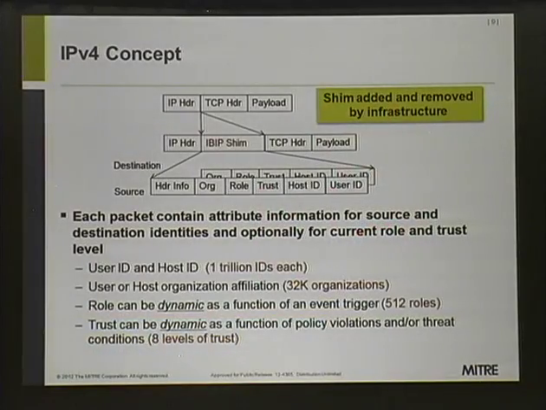So this is how the shim is laid out in our IPv4 implementation. The shim is added remotely by the PEP. It is inserted between layer 3 and layer 4. The shim contains attribution information for the source and destination, and optionally the current role and trust level of the system. We can support somewhere in the order of about 1 trillion IDs for both user and host ID, about 32,000 organizations, 212 roles, and we have dynamic trust levels. We can have 8 dynamic trust levels.